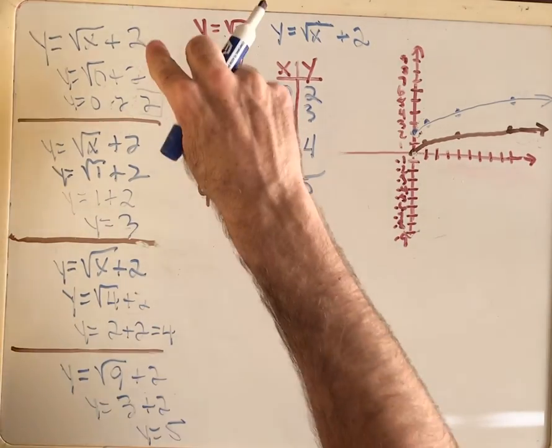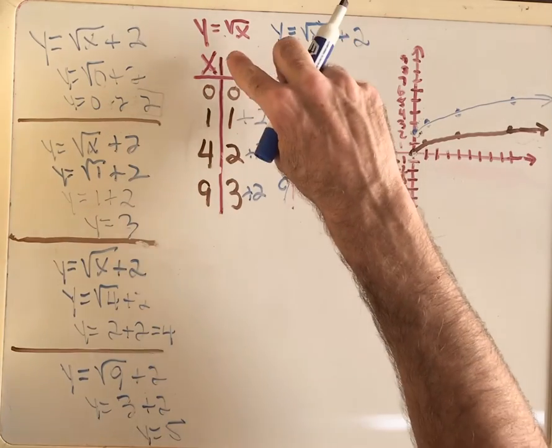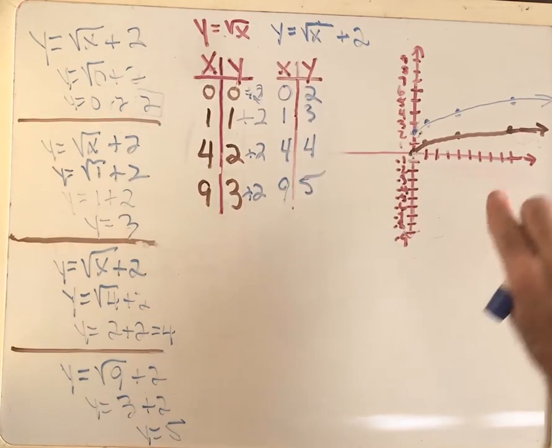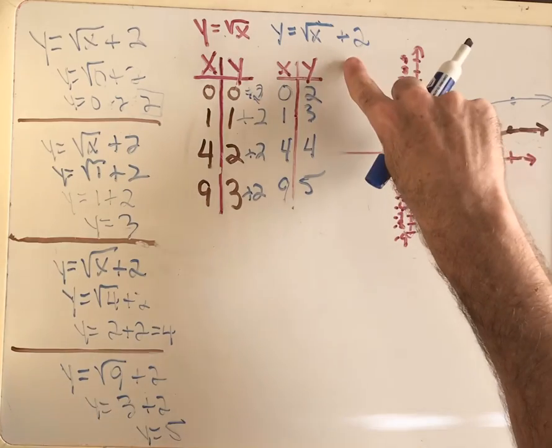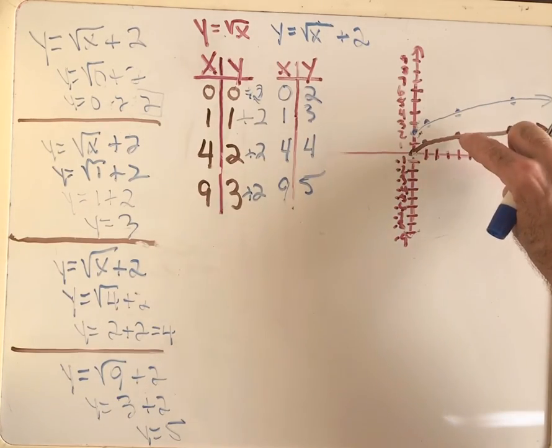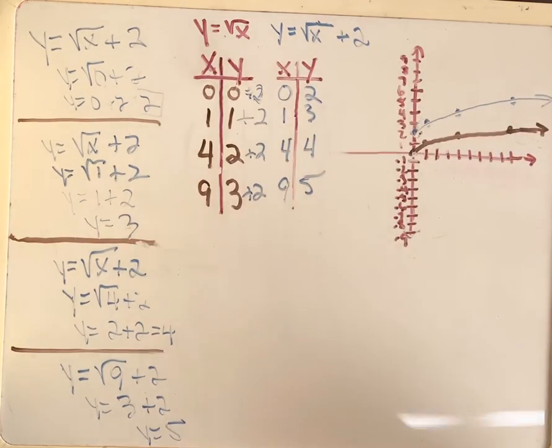Okay, so this is the slow way, the long way. If we can memorize this parent function of the square root, we know what this shape is. We can just do this translation, move each one up 2 spaces, and we got the graph.